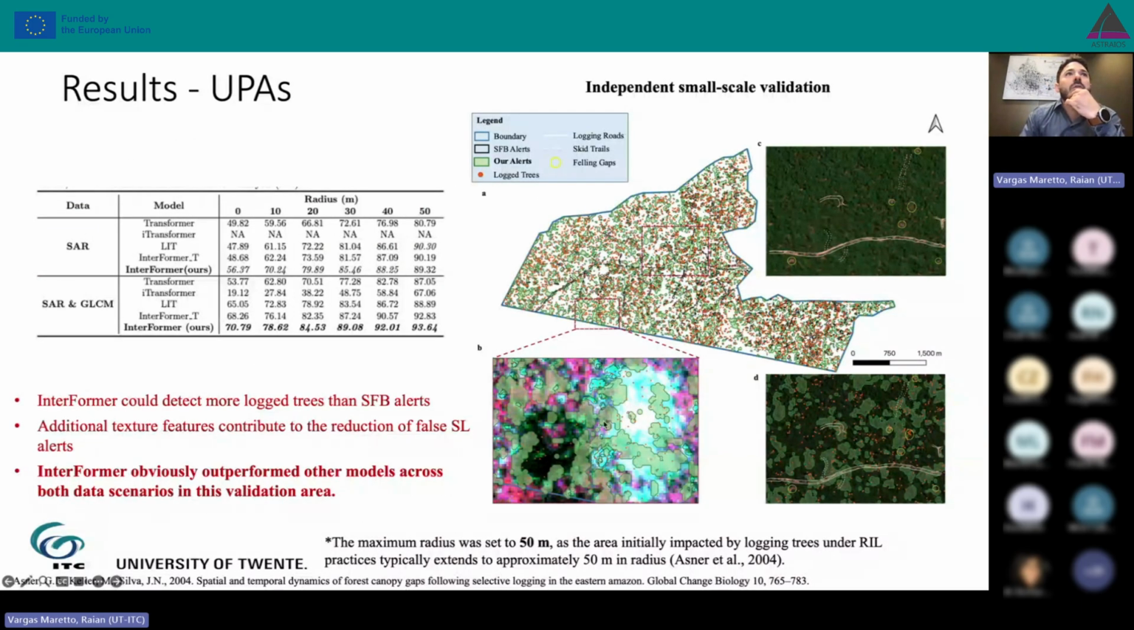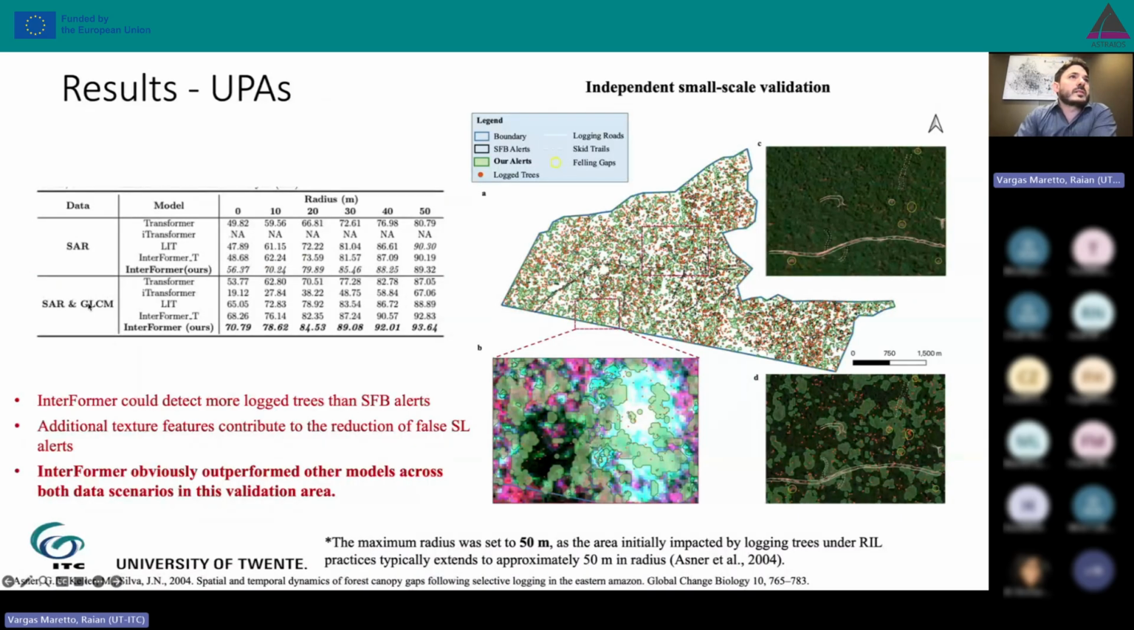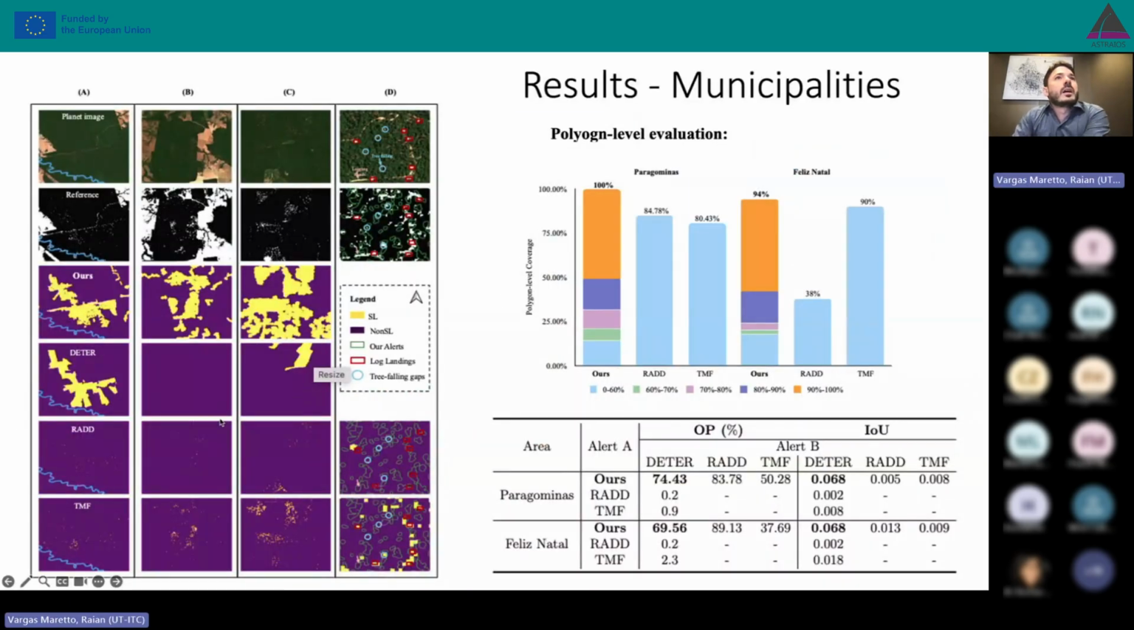We defined that buffer at around 50 meters. That is more or less the area that is initially impacted by selective logging, and we computed the accuracy considering correct inside this buffer. And then for that, both with SAR and with SAR plus the GLCM, our model performed quite a bit better. And the best results were with the GLCM, when we bring a bit of the spatial context to the temporal series as well.